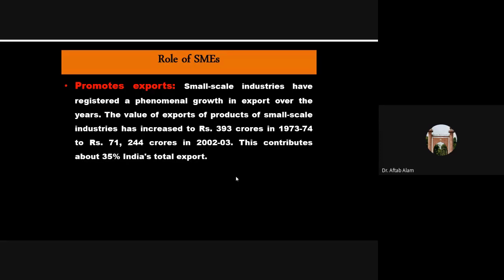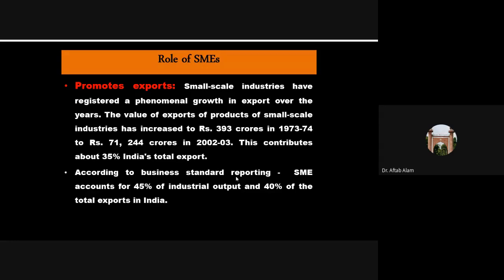इंडिया से जितना भी एक्सपोर्ट होता है उसका 35% almost, 35 to 40% now you can say is contributed by small and medium enterprises only. So that way SMEs contribute to exports as well. Exports को भी बढ़ावा दे रहा है. एक्सपोर्ट में भी कंट्रीब्यूशन जो है एसएमईज का बहुत ज्यादा है. Okay, this is the point here.